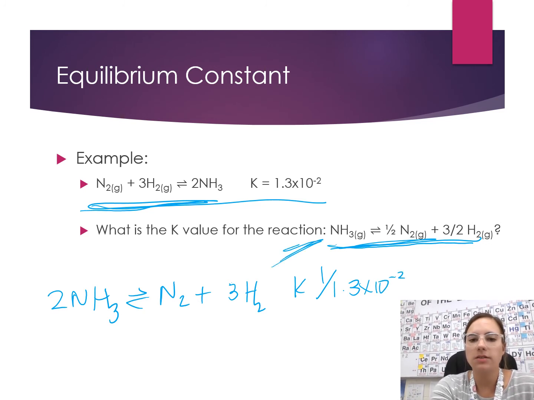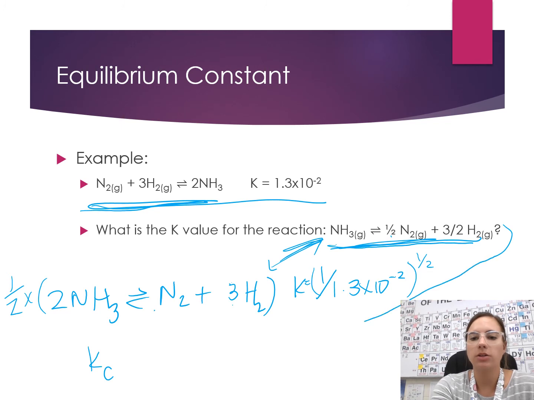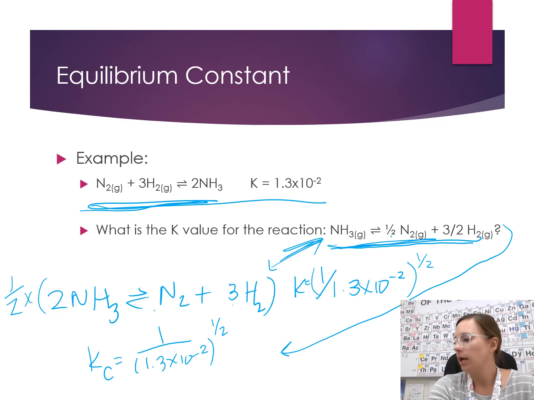Now these are still not the same because my coefficient for NH3 here is 2 and here it's 1. Here it's 1 and here it's 1/2. Here it's 3, here it's 3/2. So clearly I need to multiply through by 1/2. So then that means for my K value, I raise it to the 1/2. So my K for this reaction is 1 over 1.3 times 10 to the negative 2, all of it raised to the 1/2. And when I do that, I get 8.77.